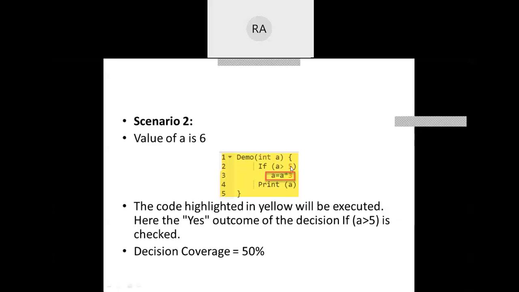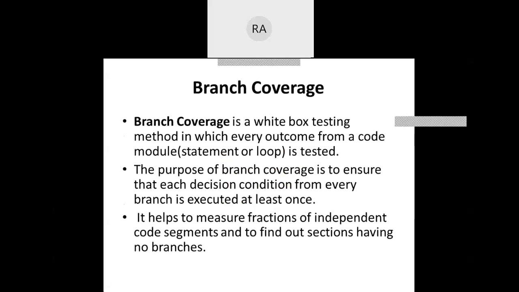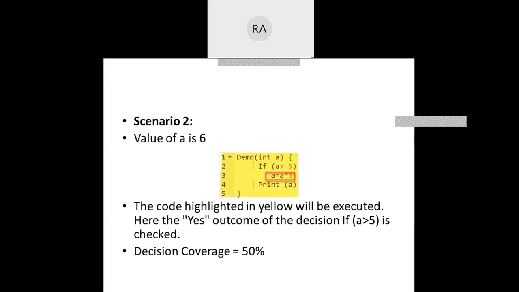6 greater than 5, it is true. So what is the outcome? How many outcomes have been exercised? Only one outcome at each instance of time, that is true. So 1 divided by the total number of possible outcomes for a particular decision. It can be either true or false. The total number is 2. 1 divided by 2 is again equal to 50%. Okay. This is how we will be computing the decision coverage.